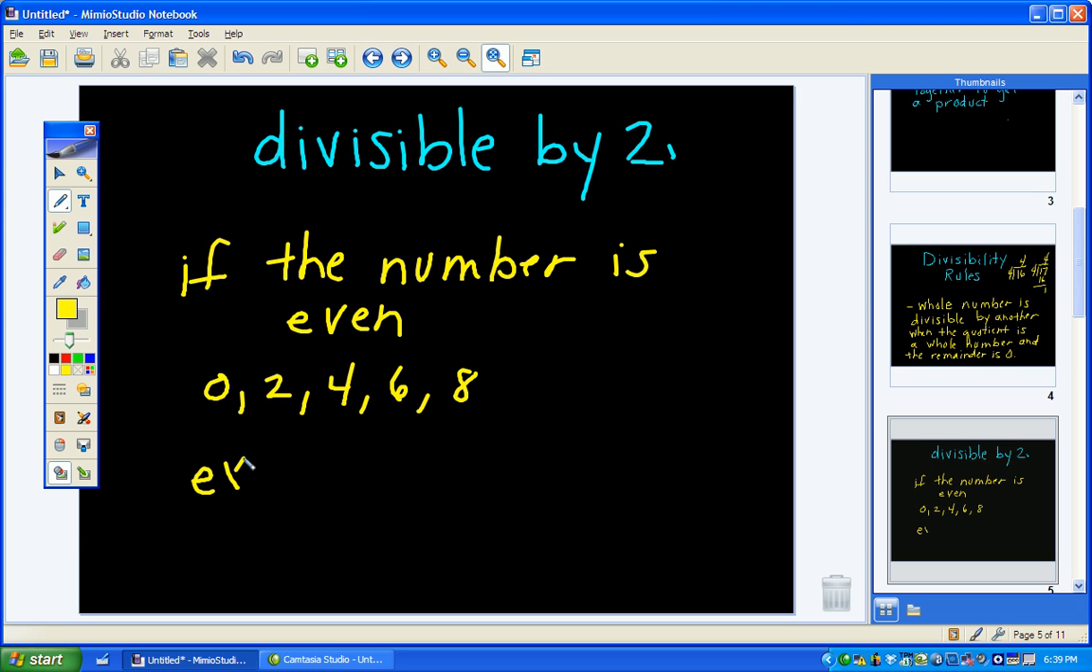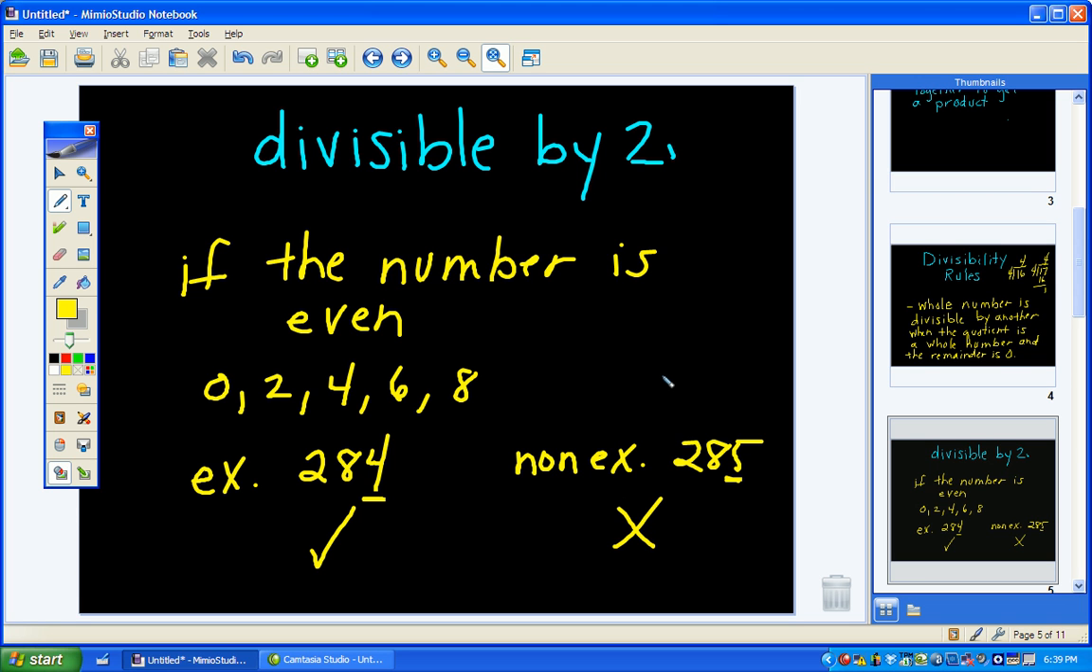So an example, 284. That very last number is one of the even digits, so it is divisible by 2. A non-example, 285. That ends in a 5. It's not one of the even digits, so it is not divisible by 2. It's as simple as looking at the last digit. If it's an even digit, it's divisible by 2. One of the easiest of the divisibility rules.